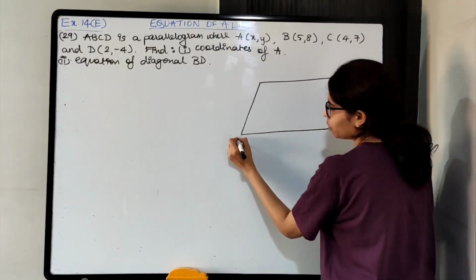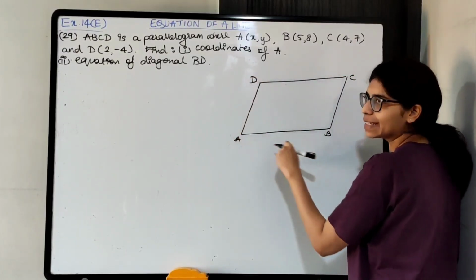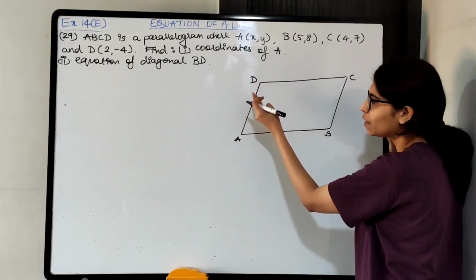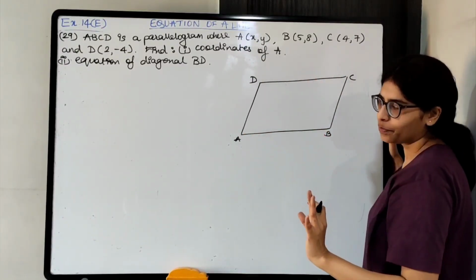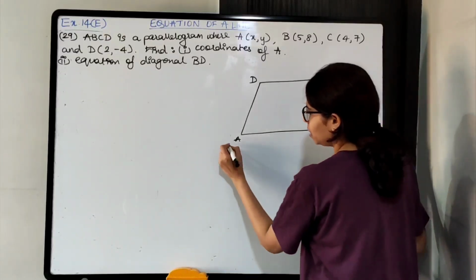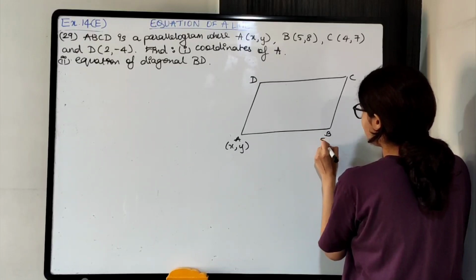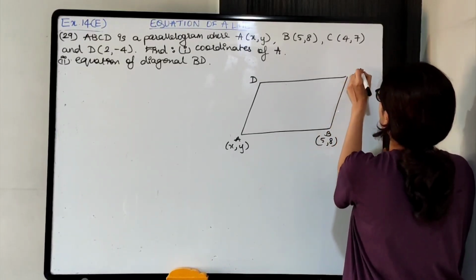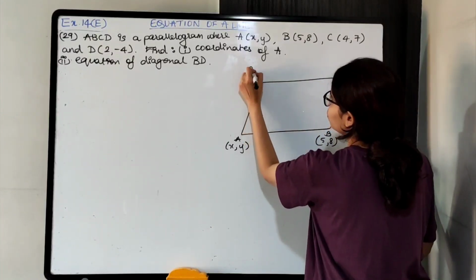ABCD, so name it A, B, C, D. Cycle complete करो, either anti-clockwise or clockwise. Okay, wherever you start from. So ABCD parallelogram है. A का coordinates है x, y, B का coordinates 5,8, C का coordinates 4,7, D का coordinates 2, -4.